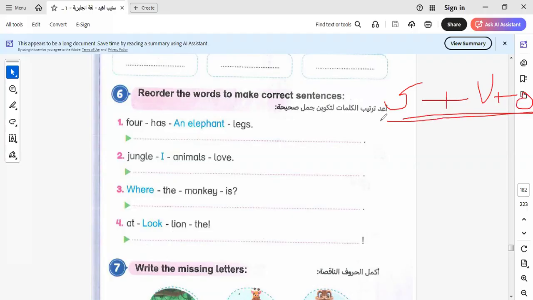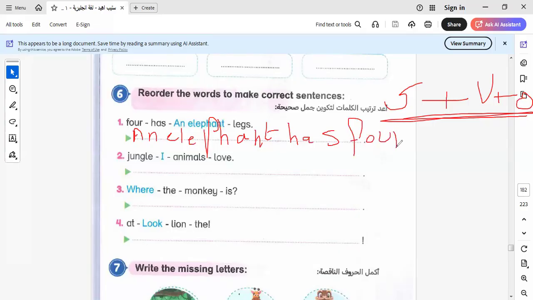When we do this kind of question, I write this rule to answer it in the correct way. It will be here: an elephant. This is the subject, an elephant. Where is the verb? Has. This is the verb. Has 4 legs. He has 4 legs. We can write it in numbers and also in letters. Okay, let's go to another one.